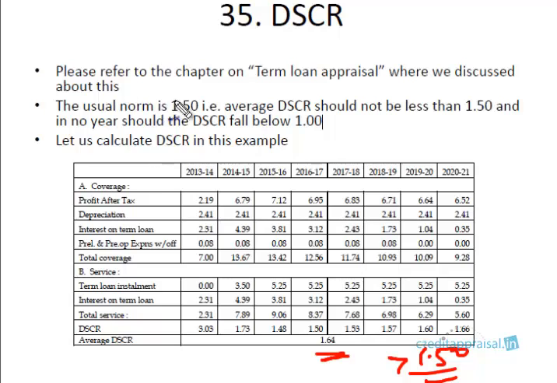You have to check two things: not just that the overall DSCR is greater than 1.50, you should also see whether in any individual year the DSCR is less than 1. So in every year DSCR is greater than 1, so that's okay.